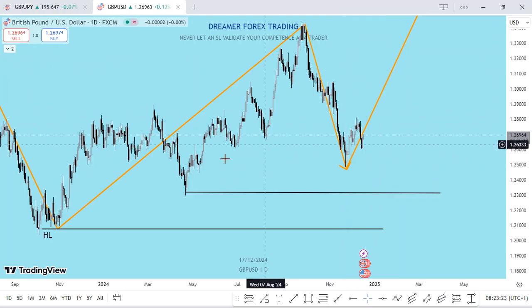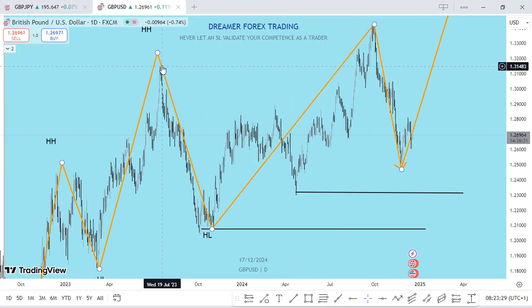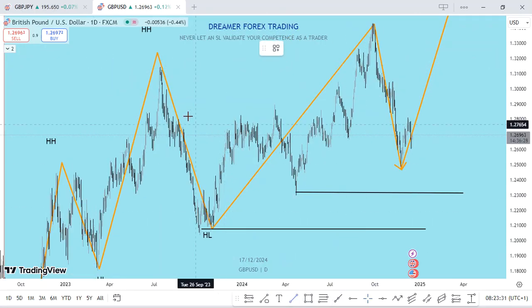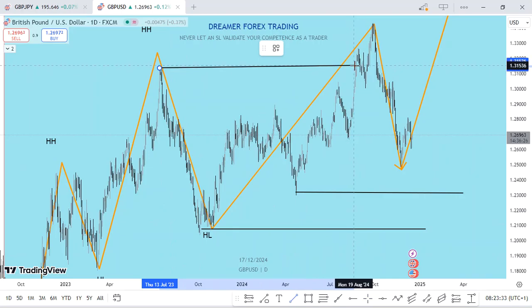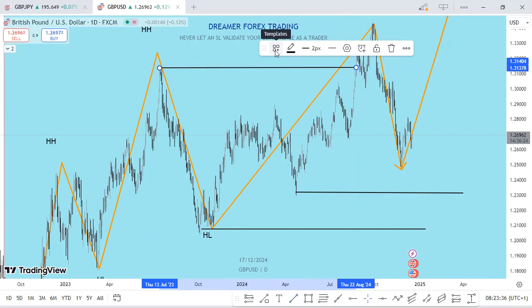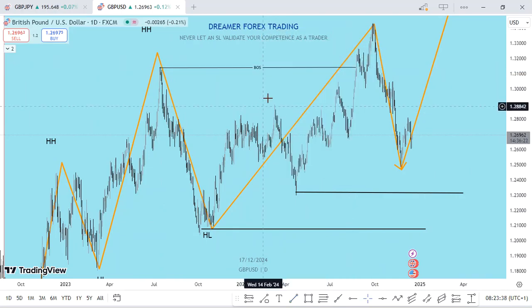Okay, that's to the buy side, and then our daily was equally giving us the exact same thing here until it got to this particular point. After I broke the last structure, that's this particular structure here, we had a break of structure from this point to this one. I'll just label it as our BOS.